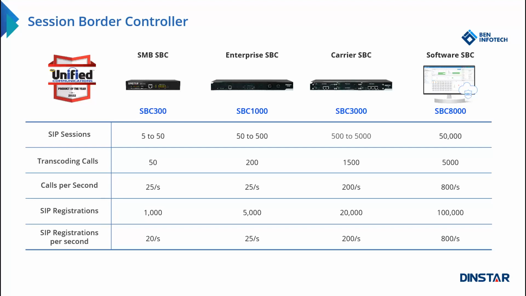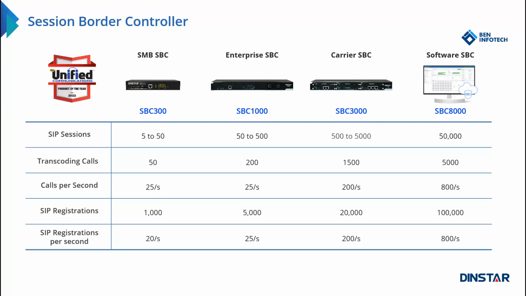Now, talking about these features, you can see there are a lot of parameters written here. There's SIP sessions. SIP sessions are basically the number of concurrent calls that you can make by using these devices. If you go to SBC 300, you can see it's written 5 to 50. That's the number of concurrent calls: minimum 5, maximum 50. In enterprise SBC, the maximum is 500. Carrier SBC, it's 5,000, and software SBC, it's 50,000.